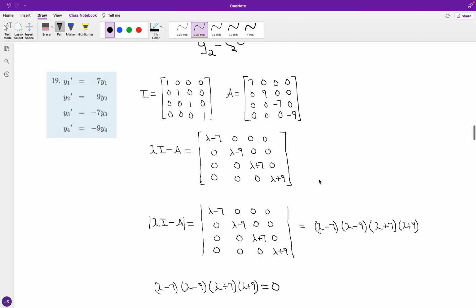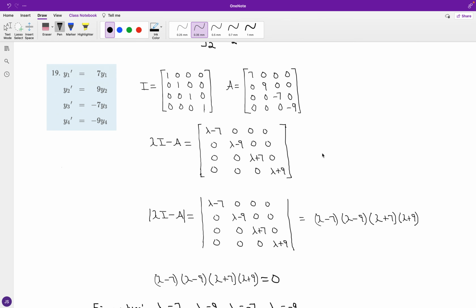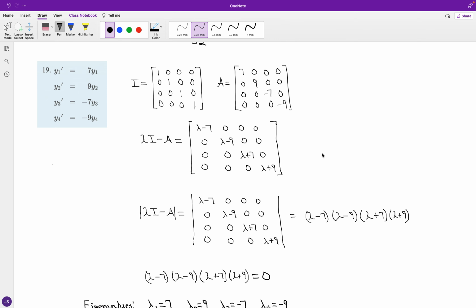And for lambda I minus A, you're going to have a diagonal array of lambda minus 7, lambda minus 9, and lambda minus negative 7, which will translate to lambda plus 7, and for lambda minus negative 9, which is going to translate to lambda plus 9. And for the determinant of this 4x4 array, since we have all these zeros, this is going to condense to lambda minus 7 times lambda minus 9 times lambda plus 7 times the quantity lambda plus 9.